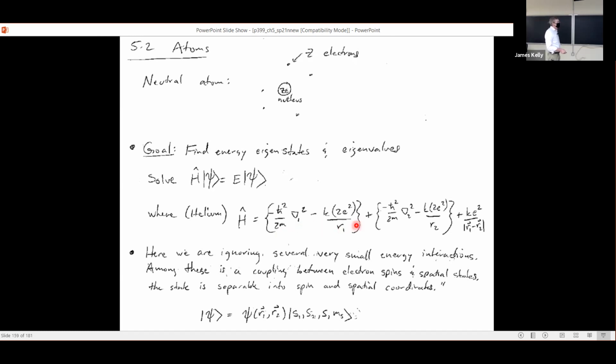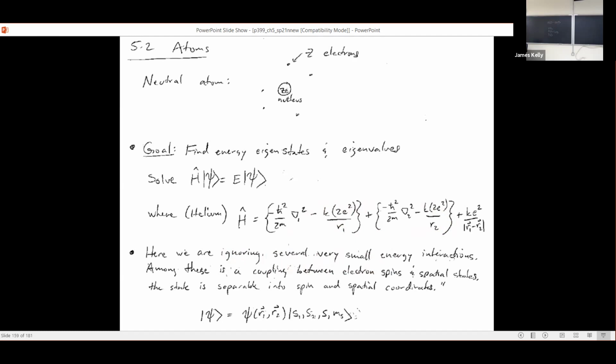This is the most basic Hamiltonian. If you consider more dynamics, there are slightly more complicated Hamiltonians that make slight adjustments to this, but this seems to be a pretty solid capturing of all the energies that are going to be important for the helium atom.